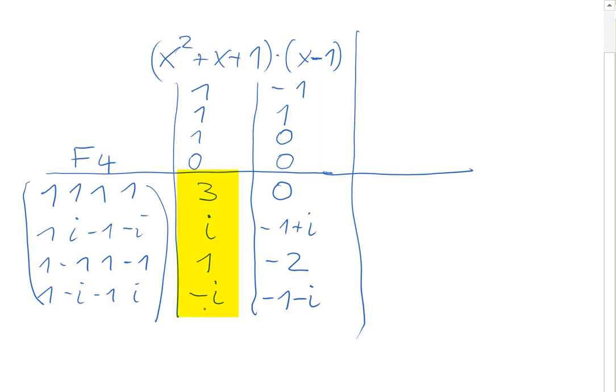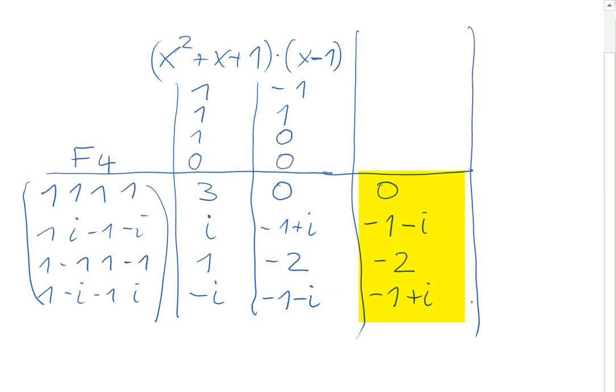The first column is the supporting points of the first polynomial, and the second column is the supporting points for the second polynomial. Those are multiplied. 3 times 0 is 0, i times minus 1 plus i times i is minus 1, and i times minus 1 is minus i. Here we have 1 times minus 2 is minus 2, and here we have minus i times minus i is plus i squared, which is minus 1, and minus i times minus 1 is plus i. So those are the supporting points of the resulting product polynomial.